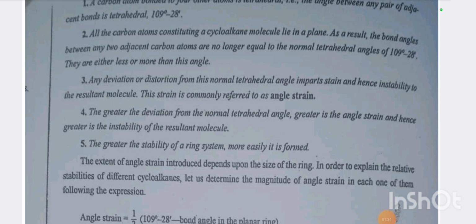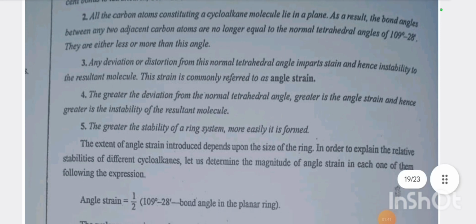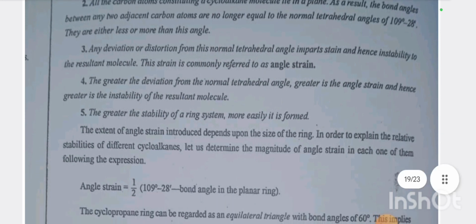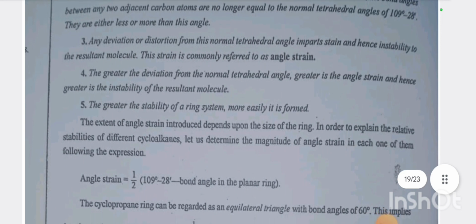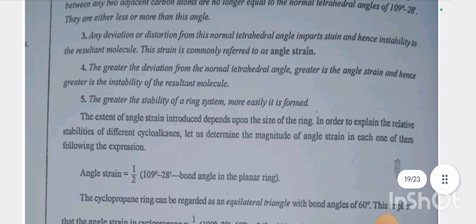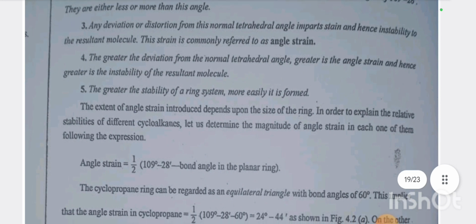All the carbon atoms constituting a cycloalkane molecule lie in the plane. As a result, the bond angles between any two adjacent carbon atoms are no longer equal to the tetrahedral angle of 109 degree 28 minute. They are either less or more than this angle.